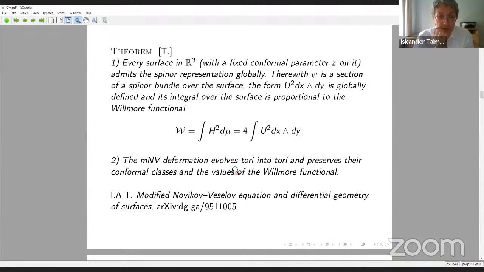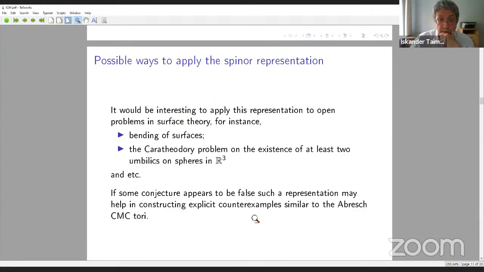I published this article in a collection of papers published by the American Mathematical Society, which is unavailable on the internet. It was published a few years ago, but originally this text appeared in arXiv. This is the reference to it. And I gave the second reference just to show that it's available electronically. And now I'm going to discuss the possible application of this spinor representation.